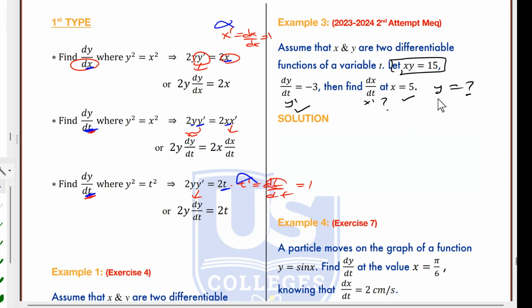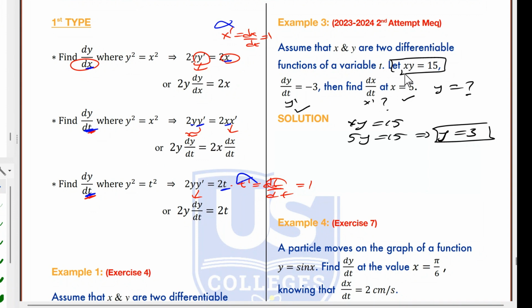But we will need it, right? When we differentiate this, we will need y. So we should find y first. So how do you find y? When you know x in this equation, you can find y easily. xy equals 15. x is given as 5. 5y equals 15. Then y is equal to 3. Okay, now we got only one unknown. We can solve the question.